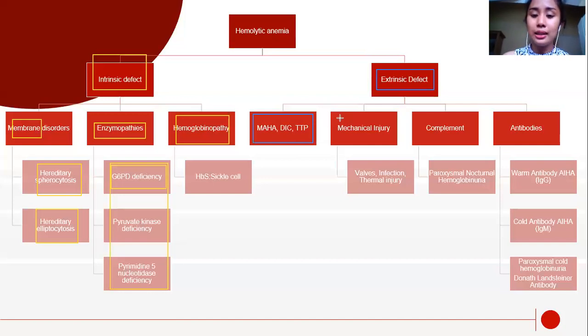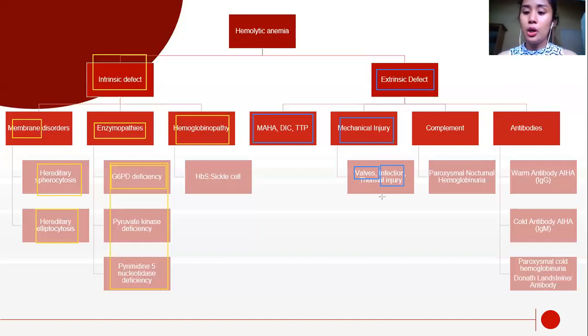Next class, mechanical injury. So example, heart valves. Sometimes the heart valves, especially if it's old, tend to harden. So once your red blood cell passes through the valves, this valve actually prematurely breaks your red blood cell. Nasisira niya, ang titigas ng valves. So dumadaan dun yung red blood cells, nasisira yung mga red blood cells. So yan, naglalais na yung mga red blood cells. Infection, thermal injury due to heat, excessive heat. Yan, nasisira yung mga red blood cells.